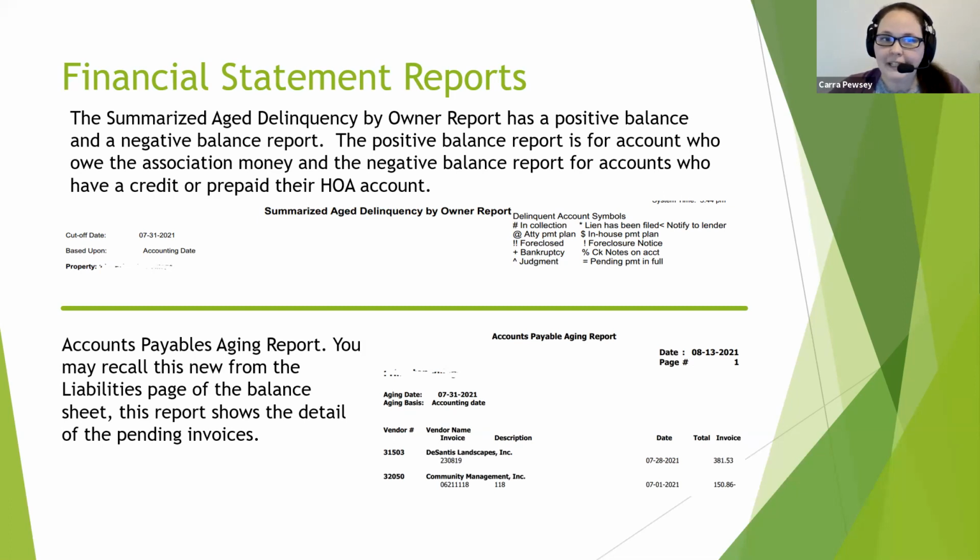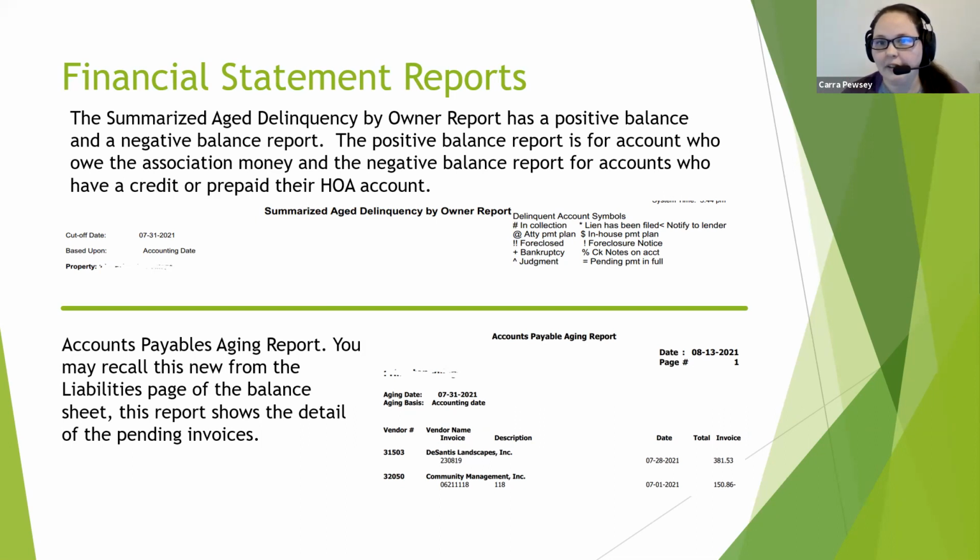The next report is this one here, which is the summarized aged delinquency by owner report. And so there are two reports, one which has a positive balance and one that has a negative balance.